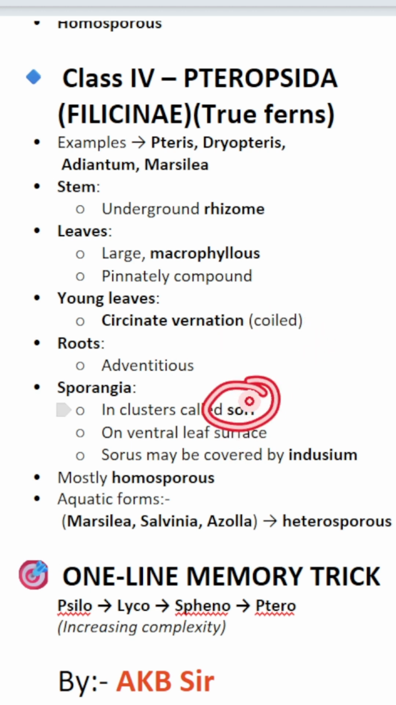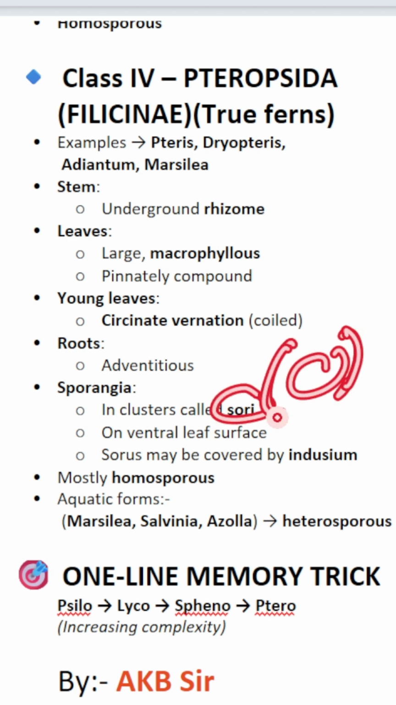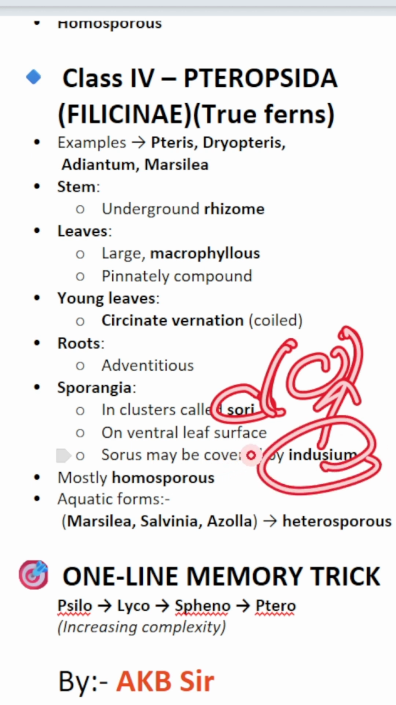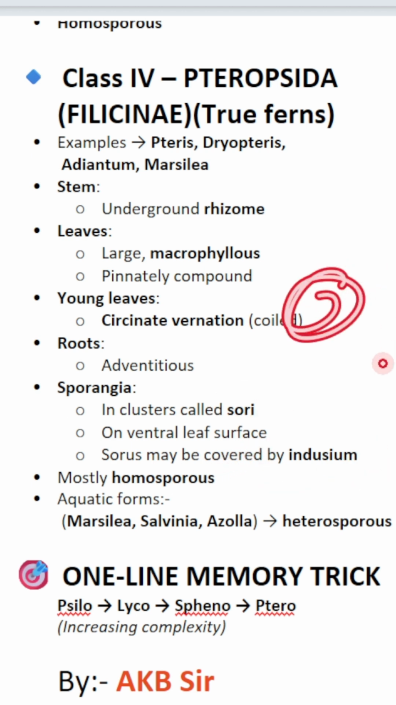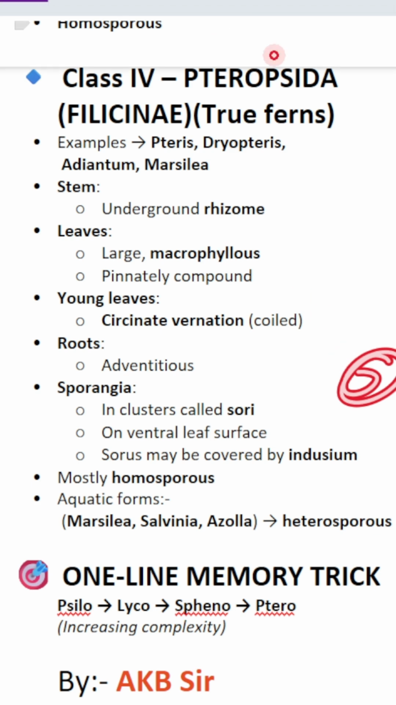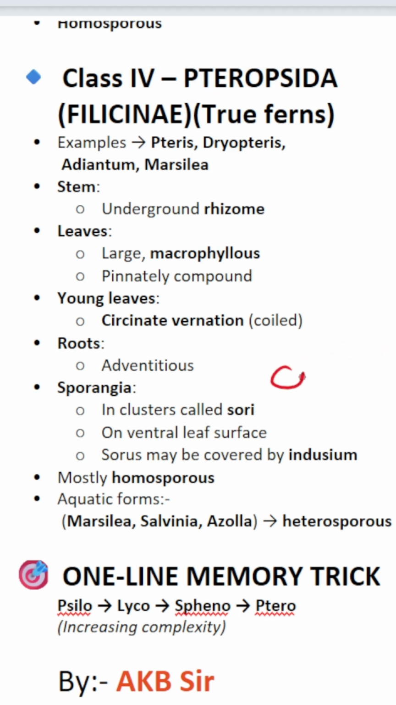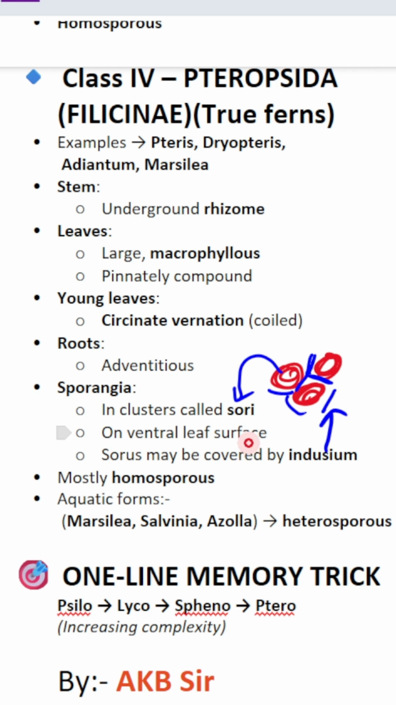And here also you find the sporangia present in groups called sori, and these sori are protected by a leaf-like structure, which is called indusium. Suppose these are sori present; in between the sori we find some demarcation, leaf-like structures that protect the sori. This covering is called the indusium, and this one is called the sori. Got it? So the sori are covered or protected by the indusium, and normally they are mostly homosporous.